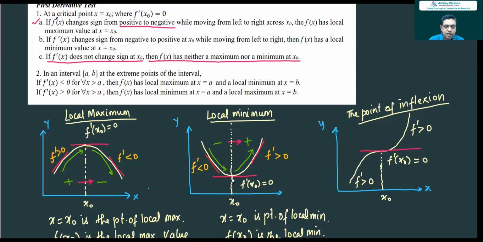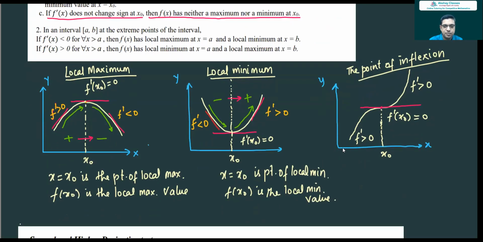Now for local minimum, again the first derivative will be 0 at that point, but the derivative will change its sign from negative to positive, from negative slope to positive. That is the point of local minimum. And then there may be a point where the derivative is 0, however the derivative does not change its sign. Then that x equal to 0 is called the point of inflection. It is neither a minimum nor maximum.